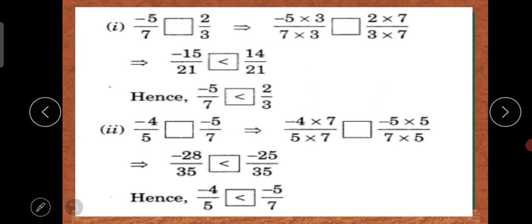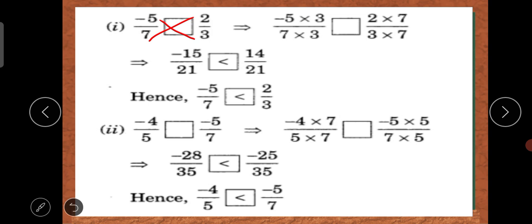First question, minus 5 upon 7 and 2 upon 3. Do the cross multiply like this. We will get minus 5 into 3 and 7 into 3, and here 2 into 7 and 3 into 7. So we will get minus 15 upon 21 and 14 upon 21. When comparing any negative and positive number, we know that positive numbers are always greater. So here 14 upon 21 is greater.